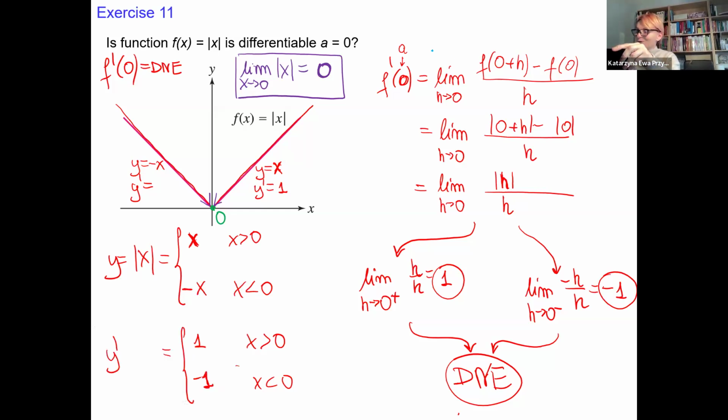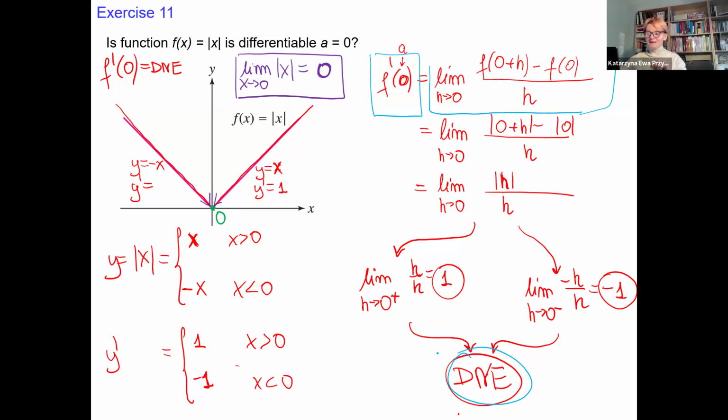Let's use maybe this color. This limit. Let me move this. This limit doesn't exist, which this limit represents the derivative. Yes? Derivative does not exist. That means always when we have sharp corners, sharp turns, derivative is not defined. Okay? That means that's important.